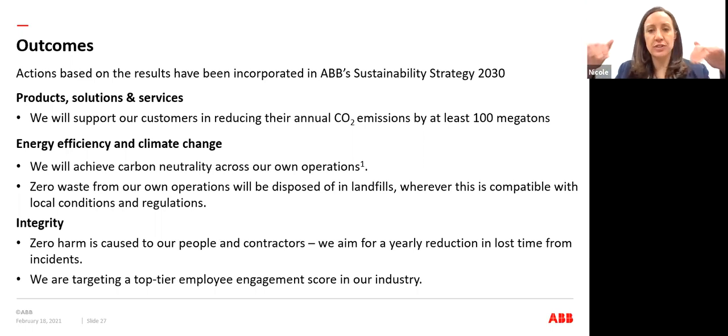But then these trickle down to each of our divisions, and then each division has to develop more specific goals. So for example, for the energy efficiency and climate change, my local organization, we just replaced all of our production lighting with LED. So that was one piece for us, of how we're going to help have a more sustainable overall operation. We are also investigating going landfill free. So like I said, it kind of trickles down into the business.